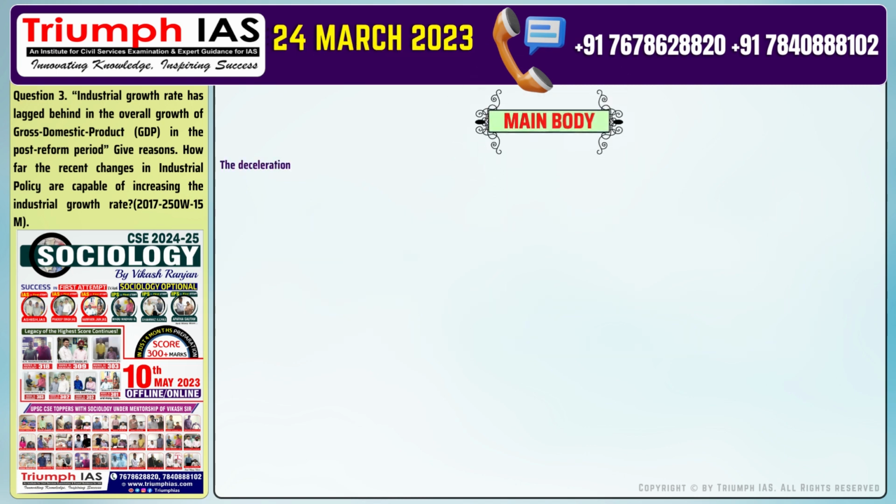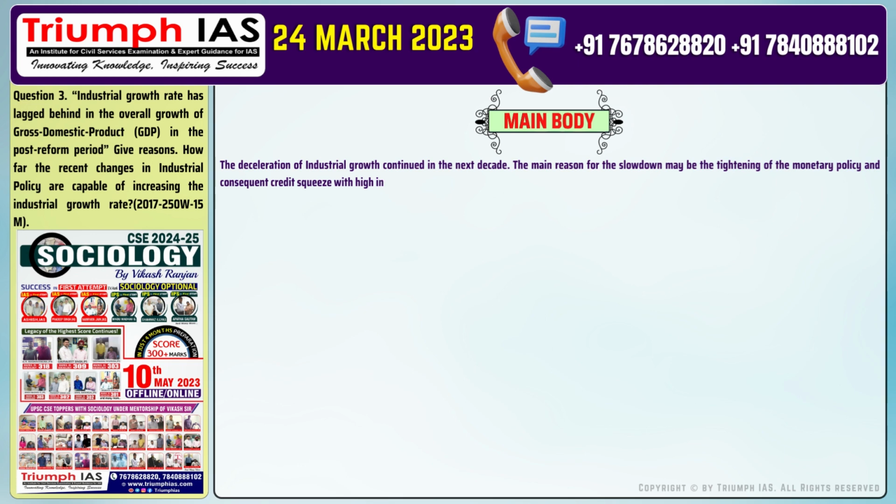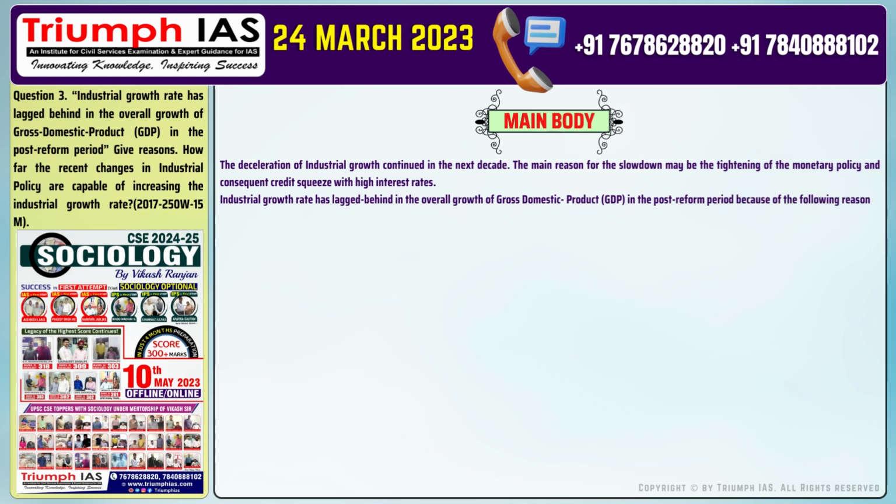The main body of the answer is: the deceleration of industrial growth continued in the next decade. The main reason for the slowdown may be the tightening of the monetary policy and consequent credit squeeze with high interest rates. Industrial growth rate has lagged behind in the overall growth of gross domestic product, GDP, in the post-reform period because of the following reasons. Number 1. High interest rates in India and lack of availability of timely credit and capital. Number 2. Contraction in the manufacturing sector, particularly consumer and capital goods.